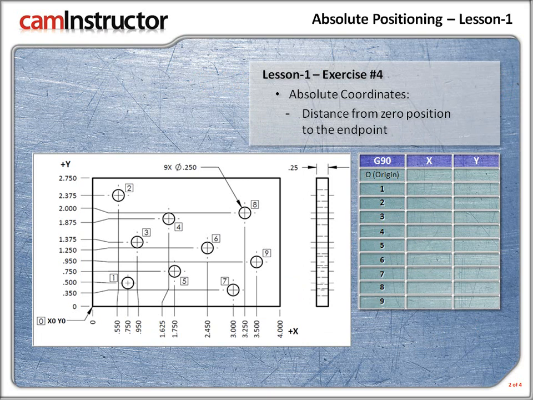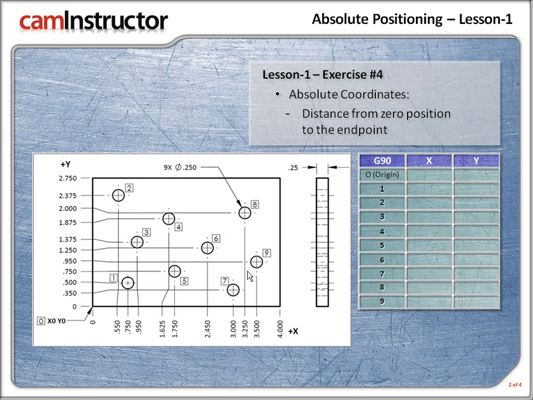You can find this exercise in the workbook in the Lesson 1 section. The exercise is similar to the previous exercise, but instead of counting up the grid squares, the hole positions are identified by ordinate dimensions. Now the X dimensions are here along the bottom. The Y dimensions for the holes are over to the left. And what we're about to do now is to work out the absolute coordinates for the hole center positions 1 through 9.